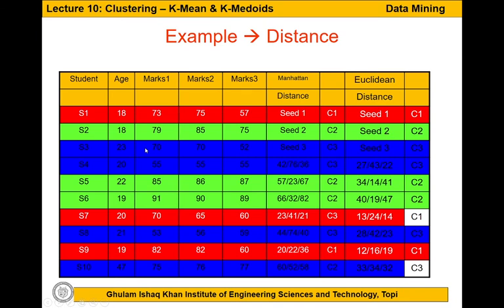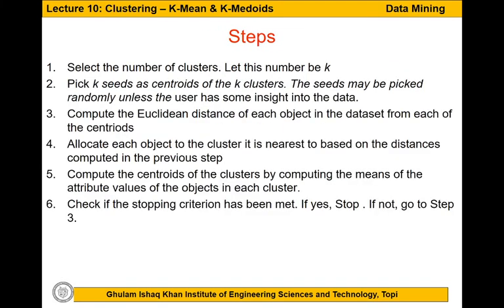Once we have created all the clusters, you can see that 3 data points are in the red cluster, 3 data points are in the green cluster, and, based upon the Manhattan distance, 4 data points are in the blue cluster. So we have executed our k-means algorithm up to point number 4.